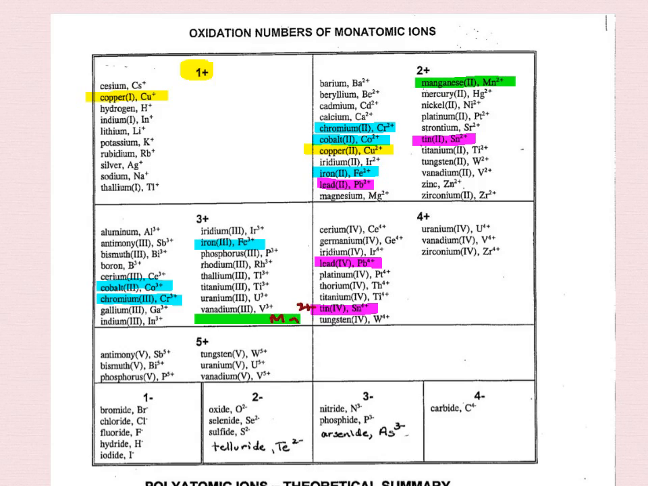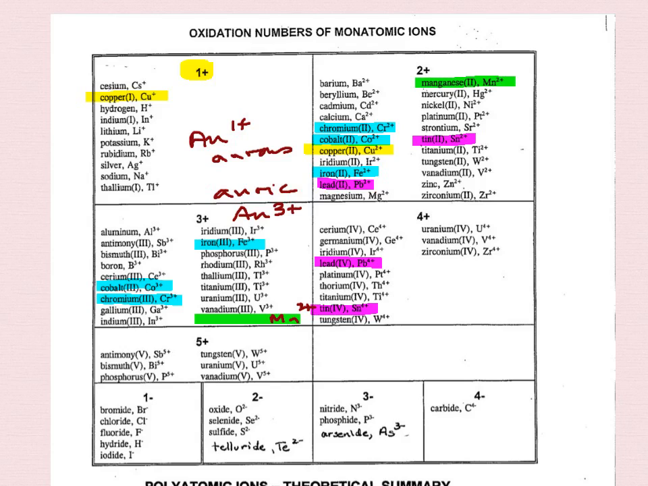You will also notice that there's no gold. From your page 5, there is such a thing as a gold 1, and there's a gold 3. Gold 1 is aurous, the lower one, and gold 3 is auric. So they need to be locked into your noggin.